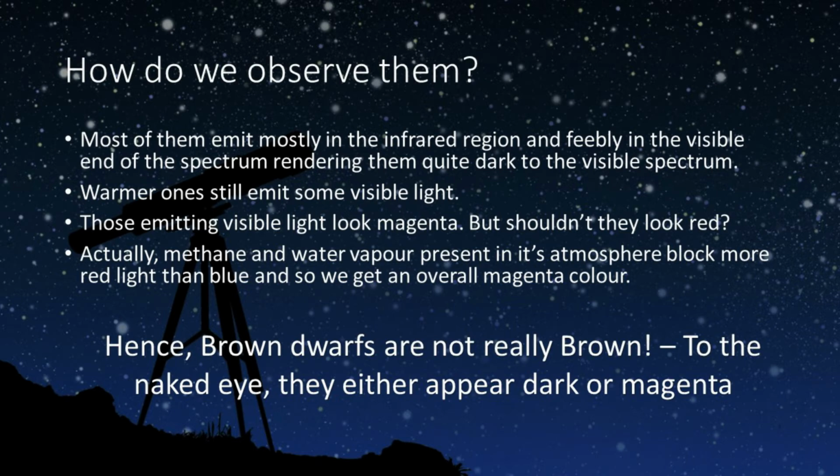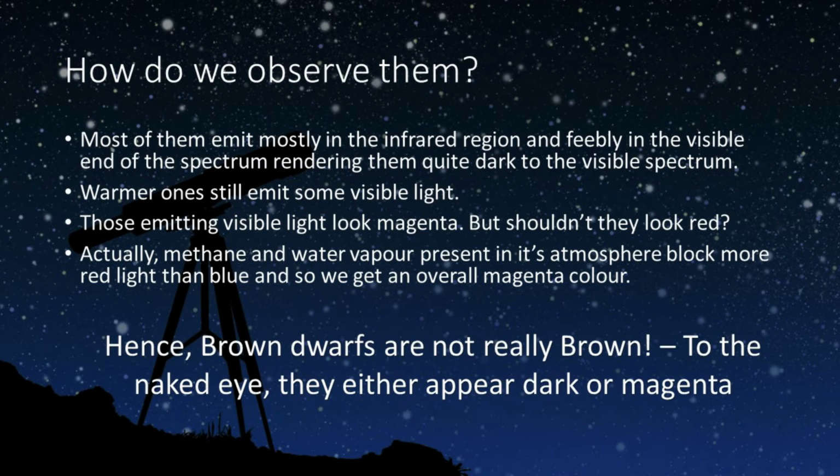So how do we observe brown dwarfs? Most of them emit mostly in the infrared region and feebly in the visible end of the spectrum, rendering them quite dark to the visible spectrum. Warmer ones still emit some visible light. Those emitting visible light look magenta.